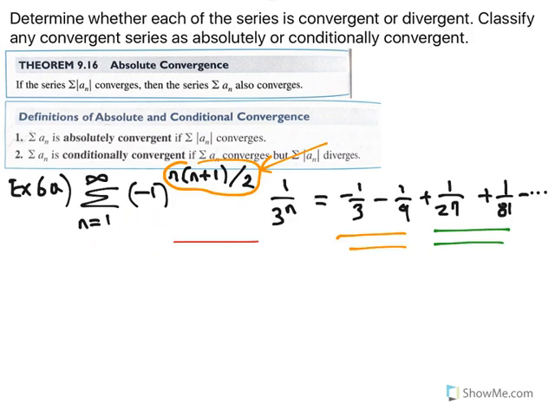So how would you determine if this signed series converges or not? As we saw with the first example from part A of the lesson, sometimes it's easier to consider the corresponding absolute value series. So let's look at the corresponding absolute value series here.